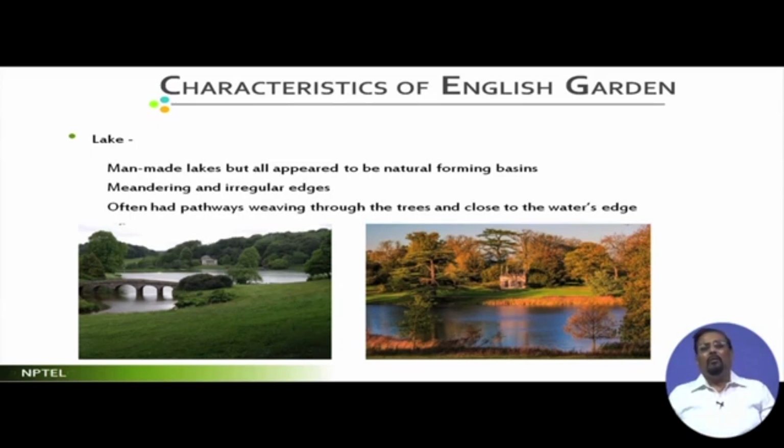And often we also had pathways leading from one particular structure, through the rolling mounds and all that, and leading to the water. So that is the surprise kind of thing that they have really created, and this is interesting.